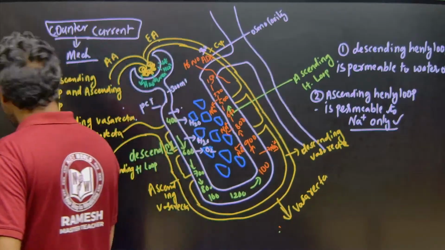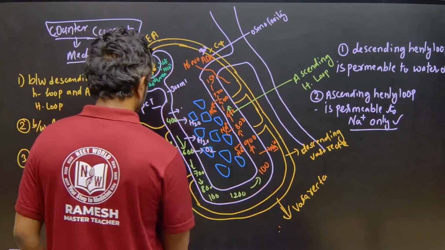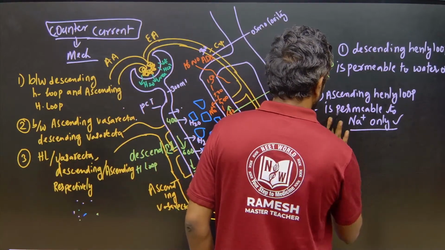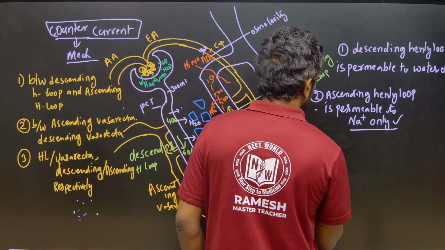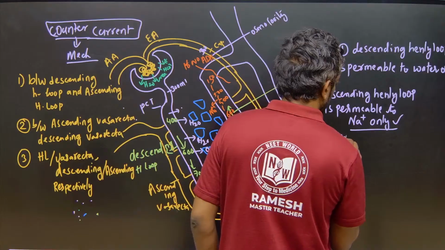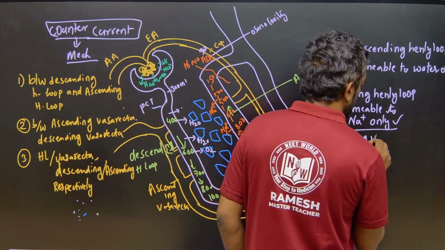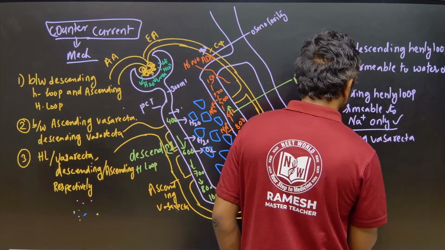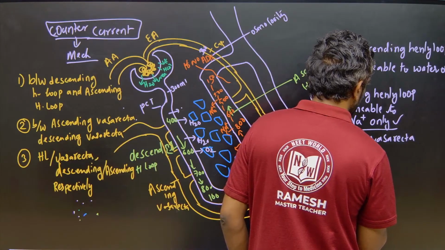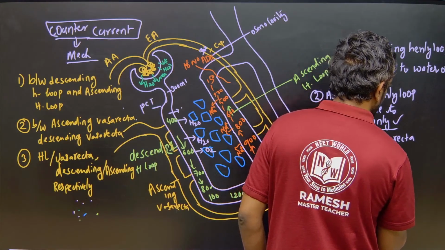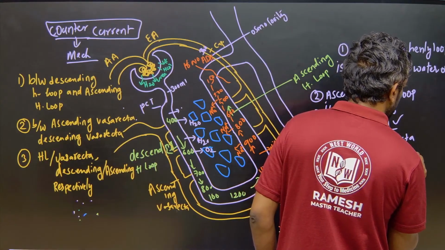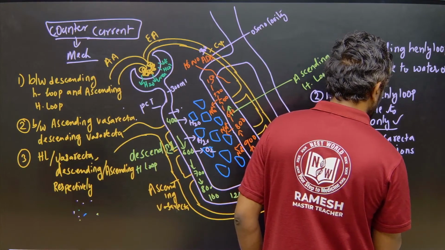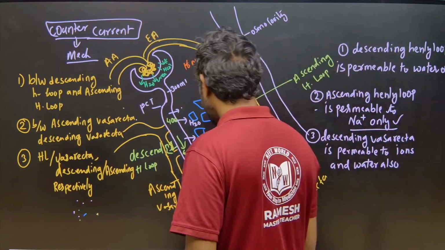The descending Vasa recta is permeable to ions and water also. In this condition, what happened?